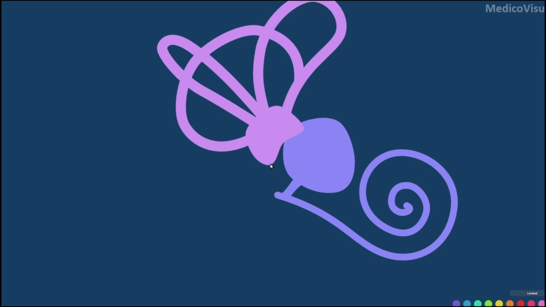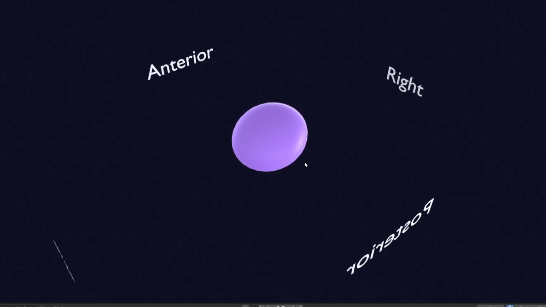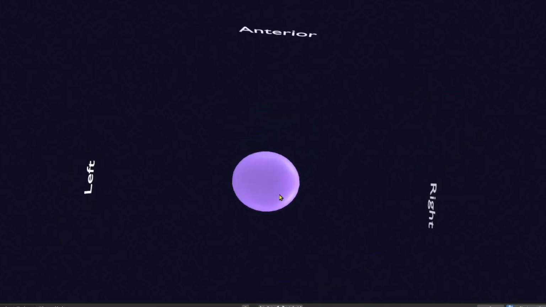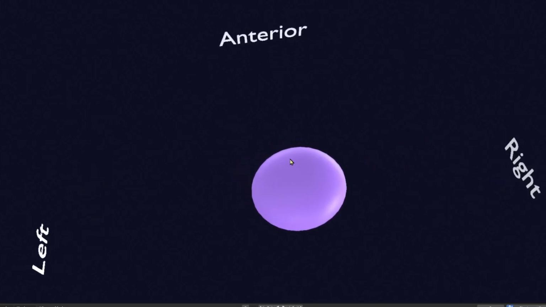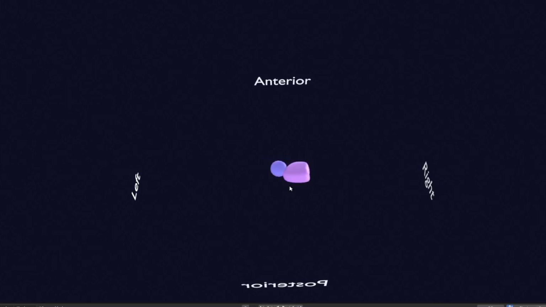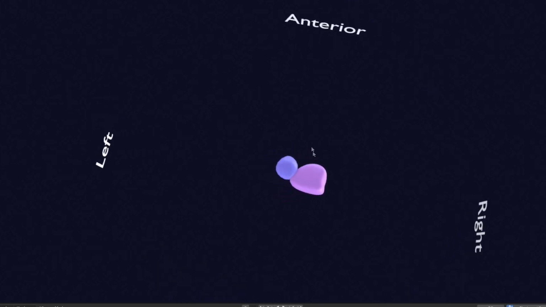Now we will see how these semicircular canals and all these things develop in a 3D model as well. Here I have marked these things for the sake of orientation. So here we have this otocyst or auditory vesicle. This is the anterior side, this is the posterior side. Again, it will divide into two parts, the anterior or ventral part and the dorsal part.